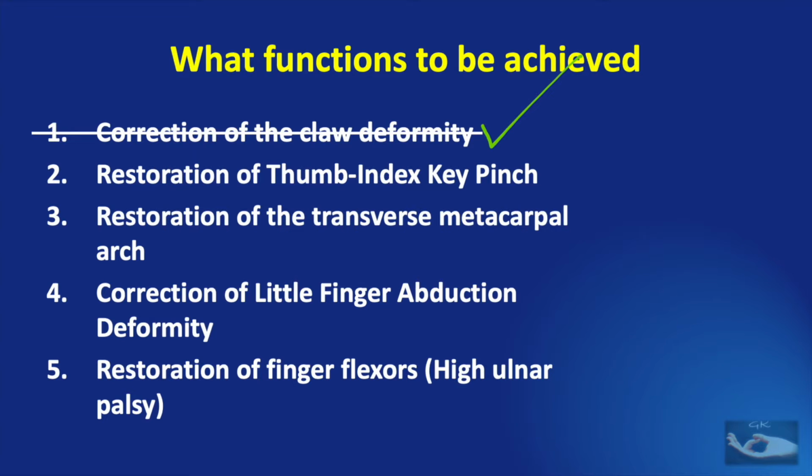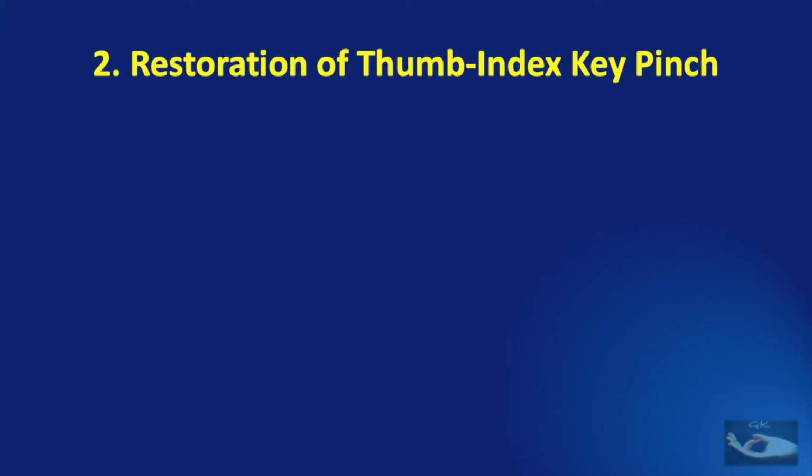In this video, we are going to deal with the other parameters, that is restoration of the thumb index key pinch, restoration of the transverse metacarpal arch, correction of the little finger abduction deformity, and restoration of finger flexors. Let us consider first restoration of the thumb index key pinch. Is there actually any deficit in the key pinch in patients with ulnar nerve palsy? If so, why does it occur? And of course, how can it be restored?